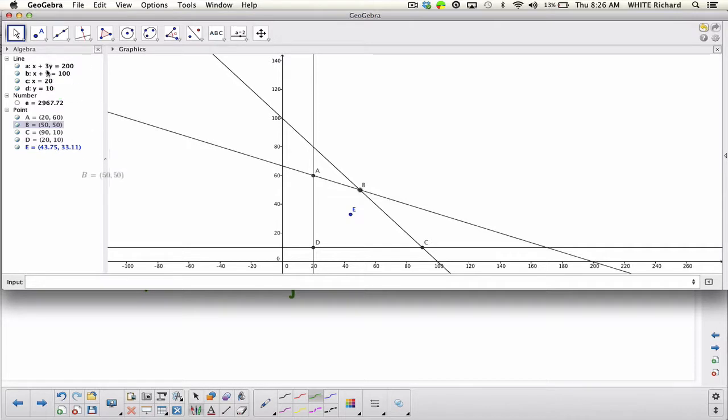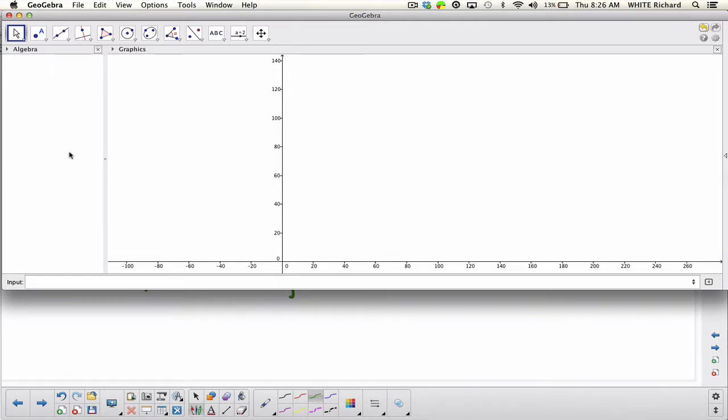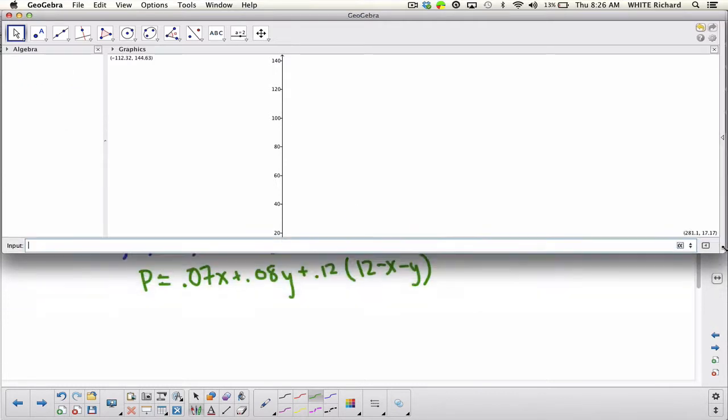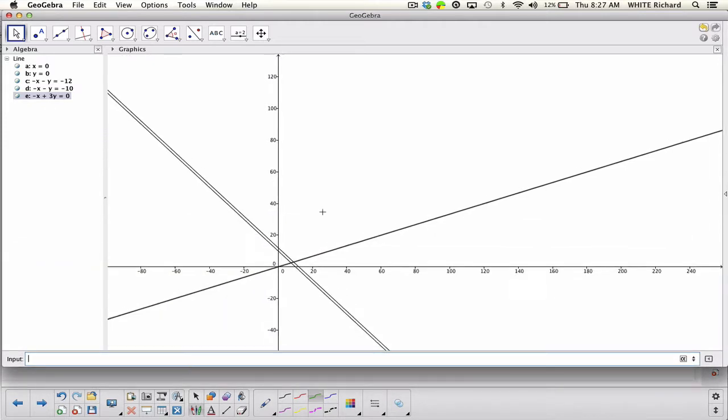Let's get rid of all these. Okay, so we have x equals 0. Throw that in there. Y equals 0. I'm not doing the less than signs just because GeoGebra won't let me do what I want to do with this little floating point that I'm going to put in. I'll show you in a minute. 12 minus x minus y equals 0. 12 minus x minus y equals 2. And then we have 3y equals x. Okay, so that should give us what we want.